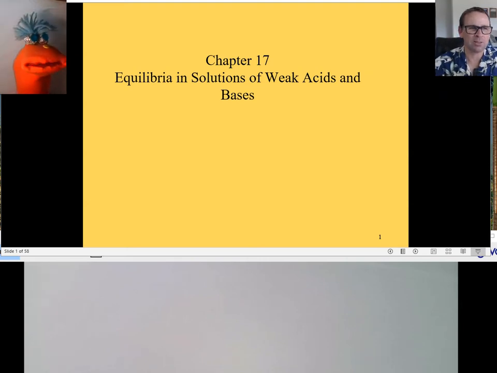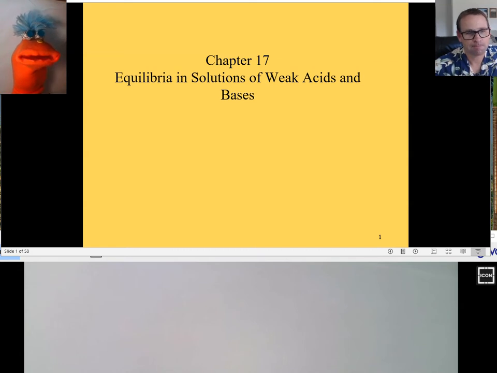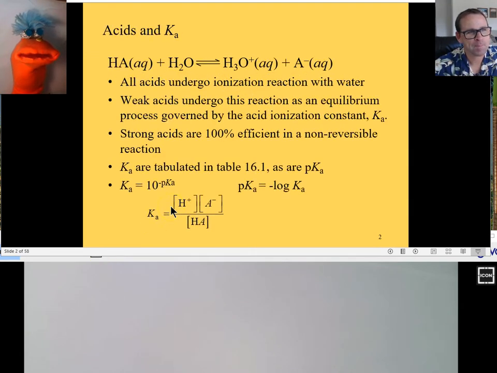All right, so equilibria of solutions in solutions of acids, weak acids and bases. A lot of fun stuff here now. So reminding ourselves about the equilibrium expression.